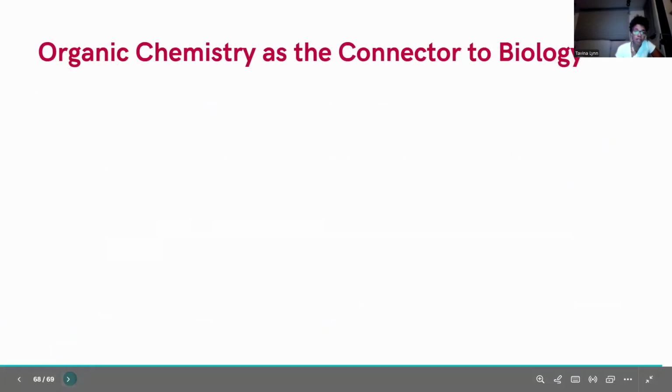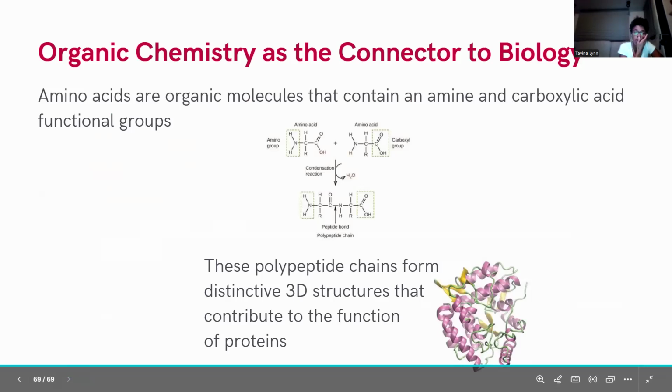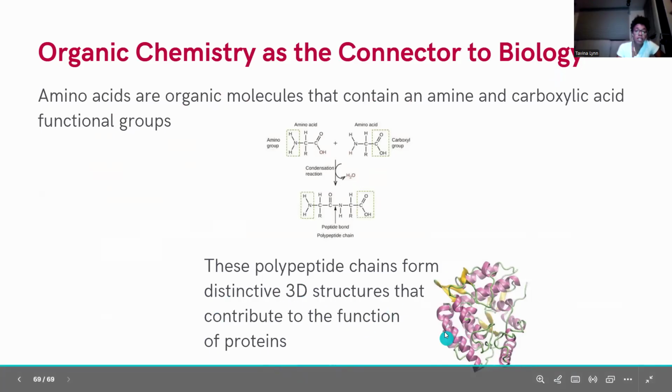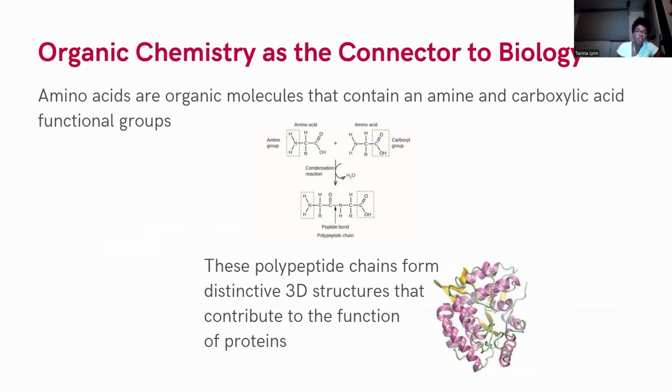So the last thing I'll say is how organic chemistry really connects closely with biology, right? Amino acids are the organic molecules that contain these amine and carboxylic acid functional groups, linking together through these amidation processes to form the proteins that then fold to create these 3D distinctive structures that contribute to the function of proteins.